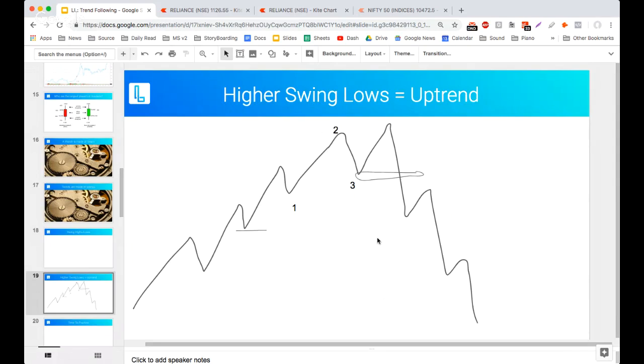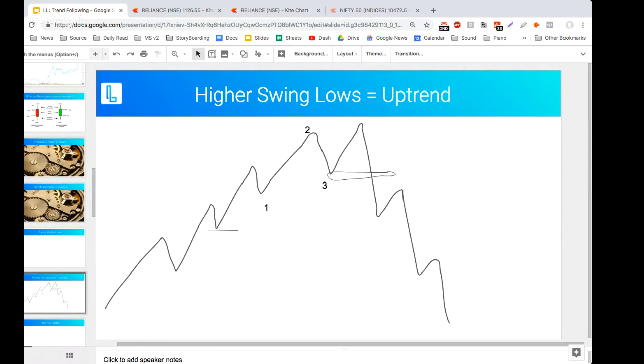Can you please write this down in chat, someone, so we can all see? As soon as a swing low is broken in an uptrend, the uptrend is in danger. I'll say it one last time. As soon as a swing low is broken, so see, this market went down and went below the swing low. As soon as that happens, the uptrend is in danger.